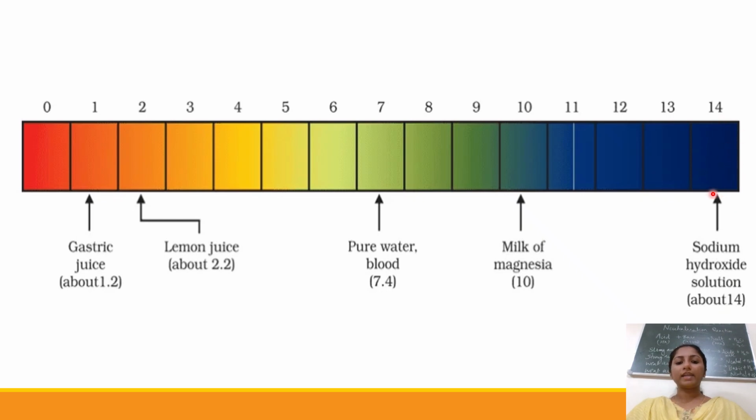Like that we can compare the color of litmus paper with this pH scale, and we can correctly define whether it is acidic or basic.